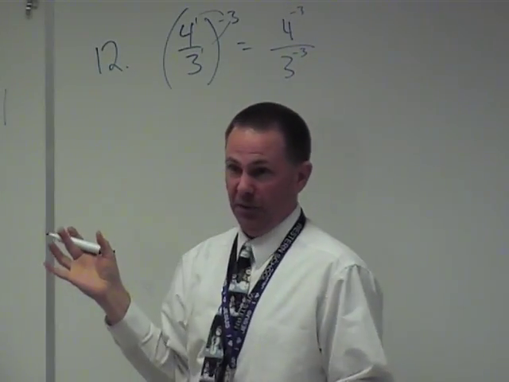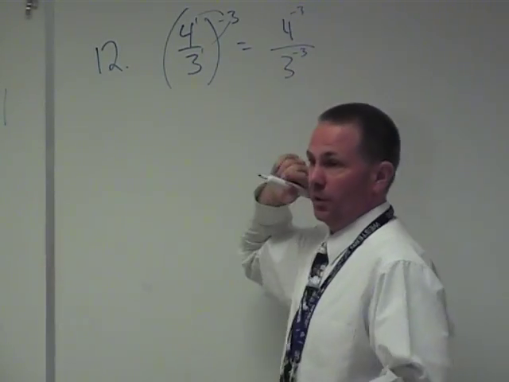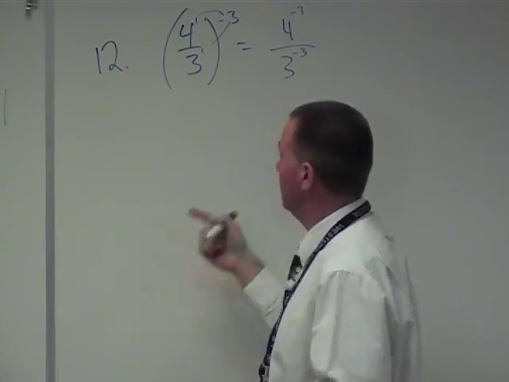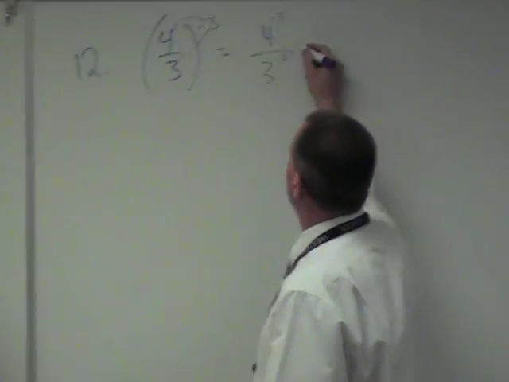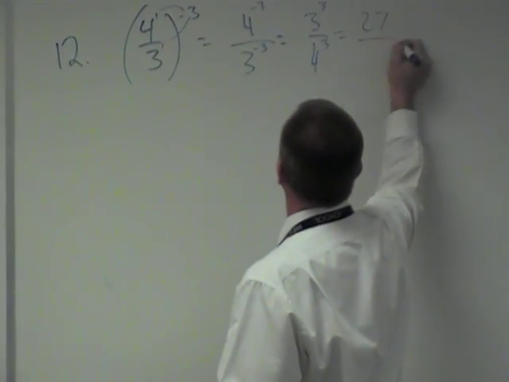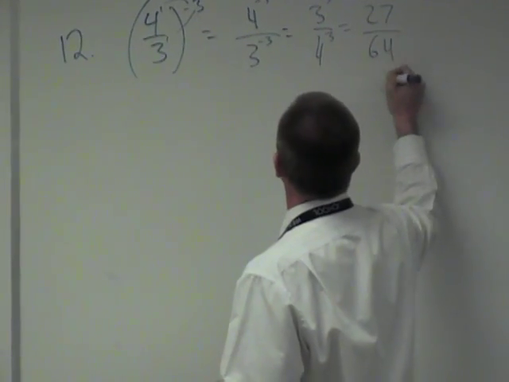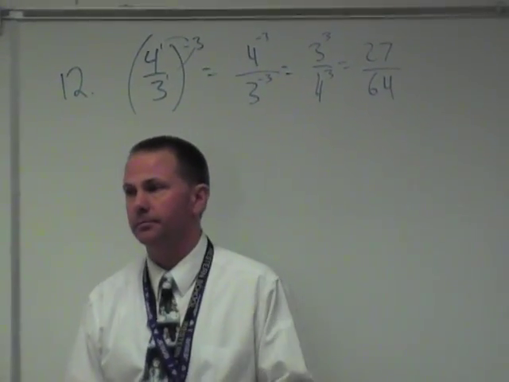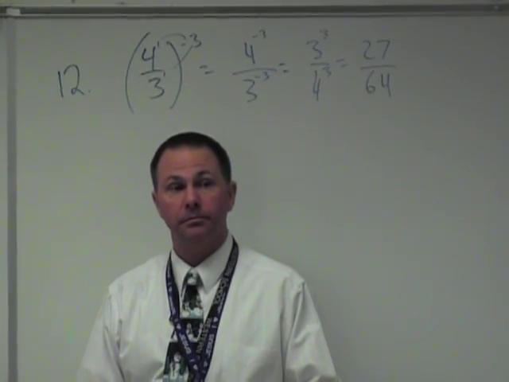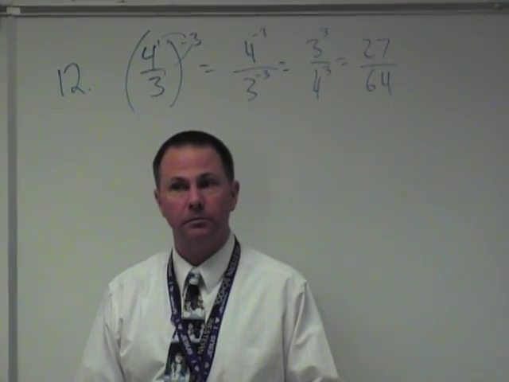But I don't want negative exponents. So what do I do with the 4 to the -3? Put it in the bottom. And what do I do with the 3 to the -3? Okay, so 3 to the 3rd over 4 to the 3rd. And that's 27 over 64. So you want us to change it to the number that it equals, like 3 to the 3rd, you want us to change that to 27?